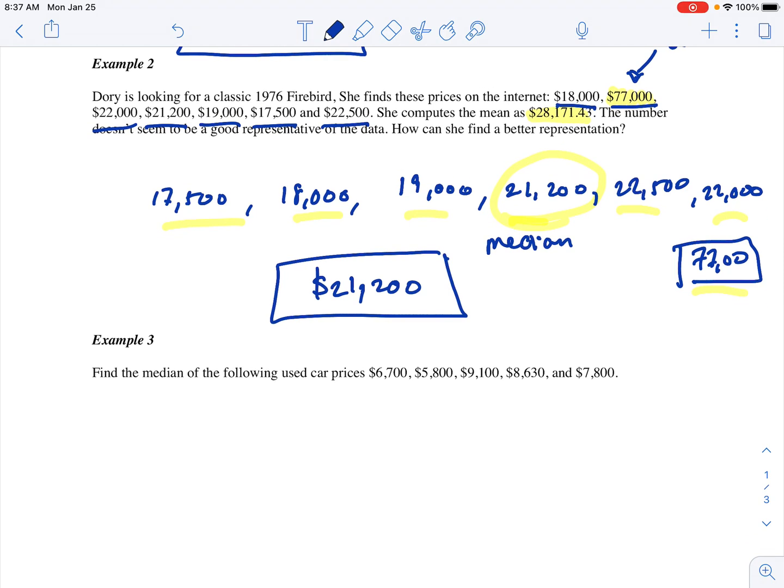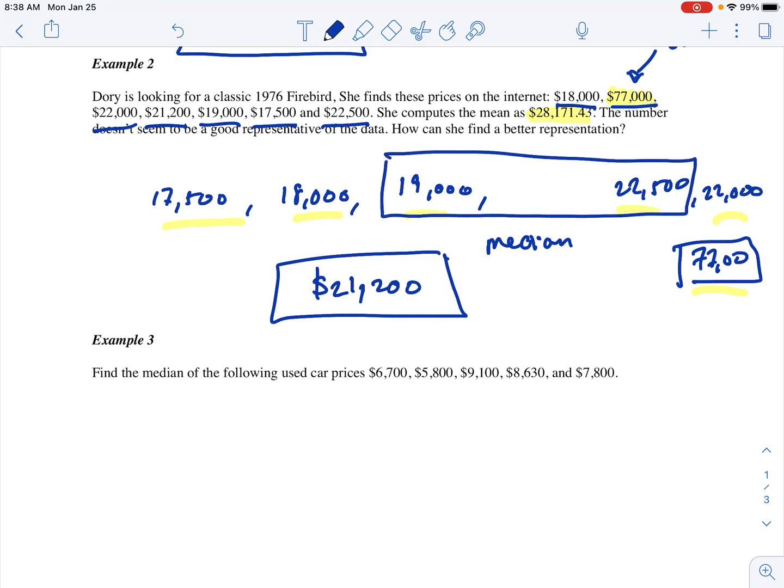Now, what would happen if you didn't have this right here and there was just 6? If you didn't have this and it was even, how you'd find the median is you're going to take these two that are in the middle, add them together, and then divide that by 2. So it'll be 19,000 plus 22,500, and then divide that by 2. Okay, that's if it didn't have an exact middle.